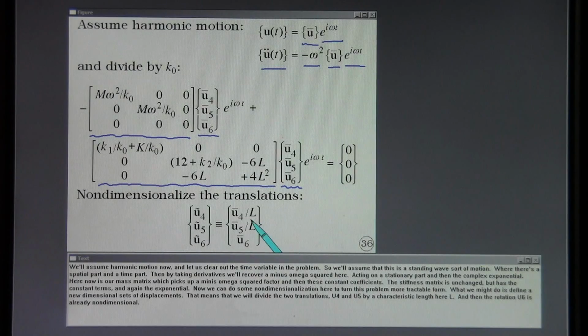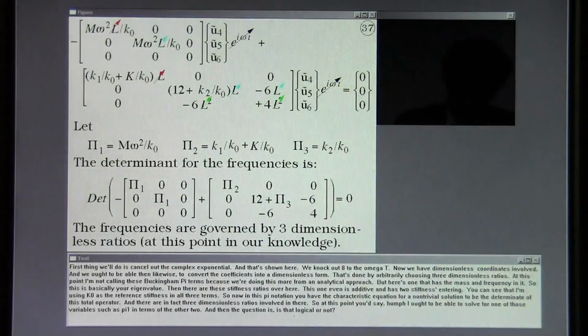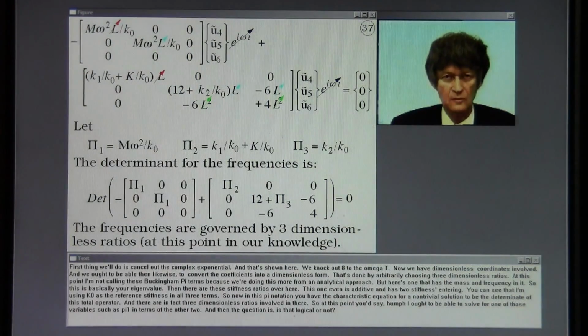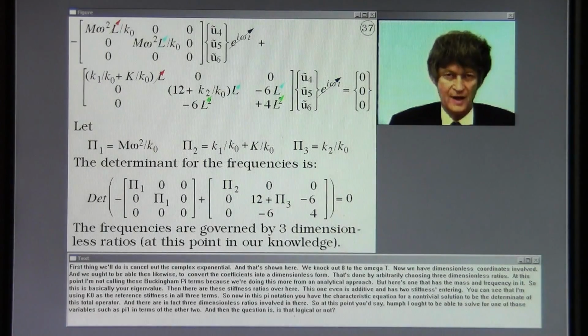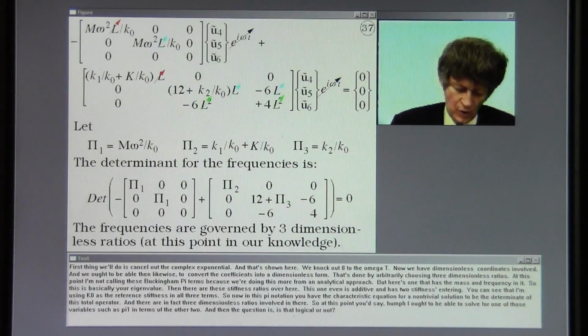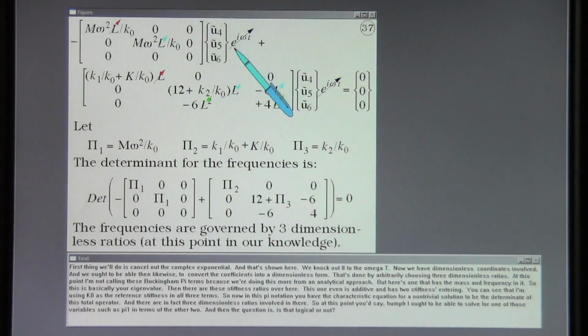What we might do is define a new dimensionless set of displacements. That means that we will divide the two translations, U4 and U5, by a characteristic length here, L, and then the rotation, U6, is already non-dimensional. First thing we'll do is cancel out the complex exponential, and that's shown here. We knock out e to the omega t.